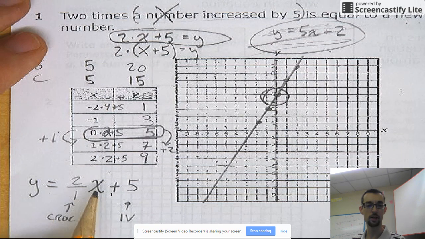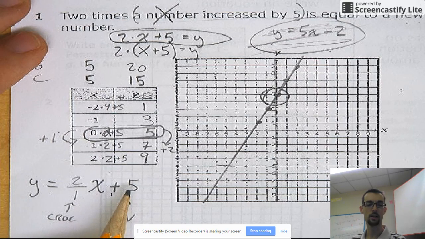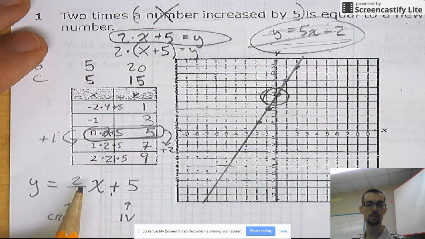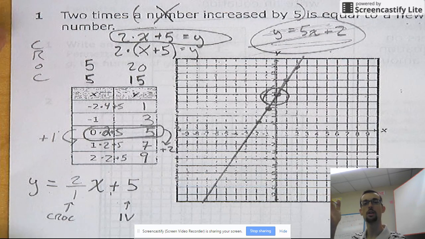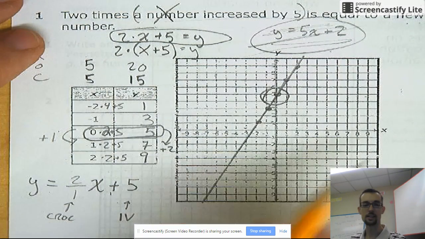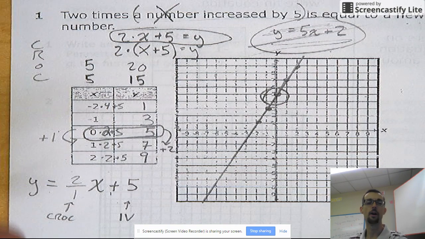You could say, think of a number, multiply by 2, add 5, get a second number. You could say, draw a line, start at your y-intercept of 5, and then make it go up 2 over 1 and put another dot, and that'll give you a line. So all 4 of these representations, your words, your equation, your table, and your graph, all mean the same thing. They're all exactly the same. They're just different ways of saying it.